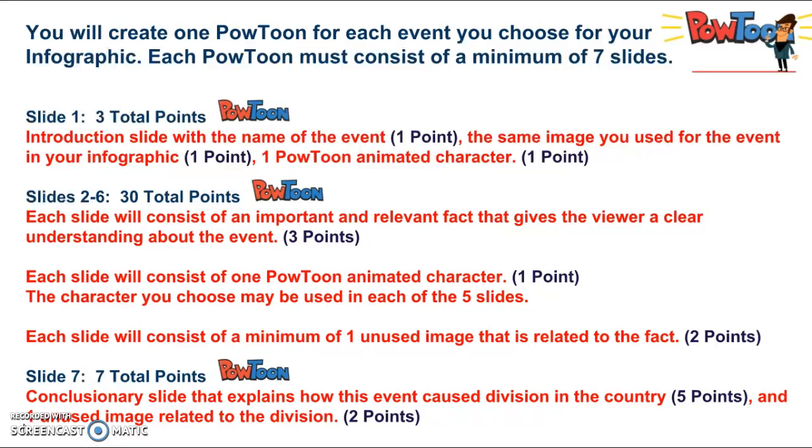Slides 2 through 6 are going to be 5 slides where they're going to list a significant fact, a fact that's important and relevant to give the viewer a clear understanding about the event. Each slide will also consist of a Powtoon animated character, and they can still use that same character, and again, hopefully using an expression that is fitting with whatever fact they are stating in that particular slide.